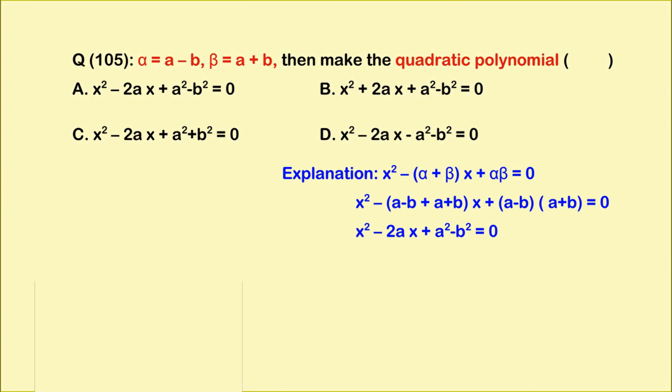So by cancelling minus b plus b, we'll get a plus a is 2a. So x square minus 2ax, and we know the formula for a minus b into a plus b is equal to a square minus b square. So the final equation will be x square minus 2ax plus a square minus b square is equal to 0. So the right answer is A.